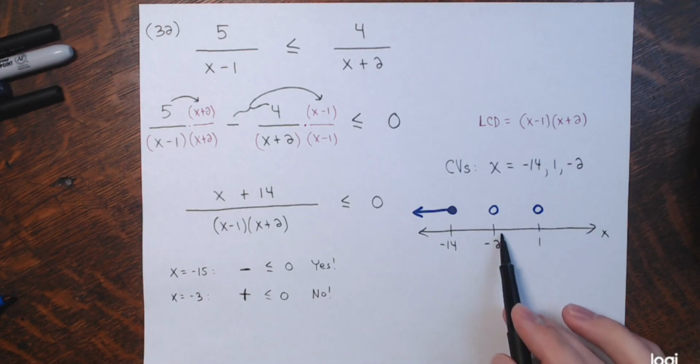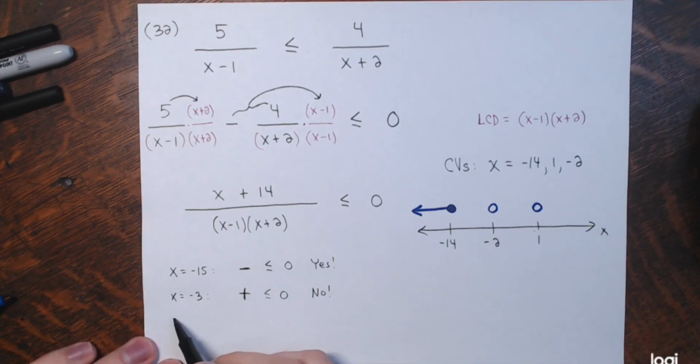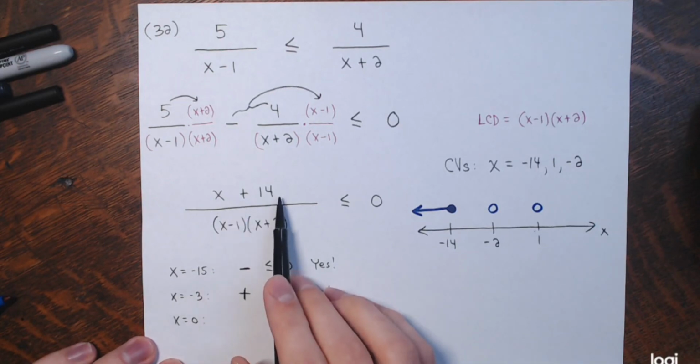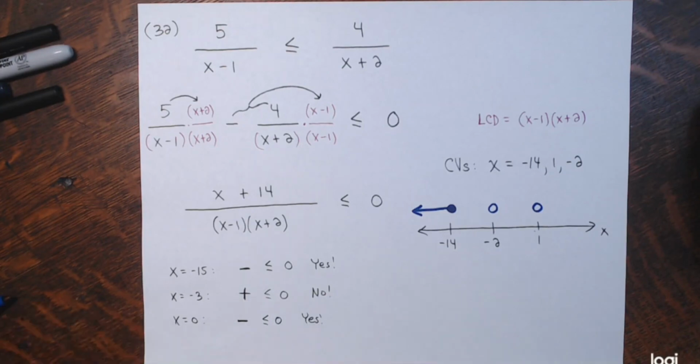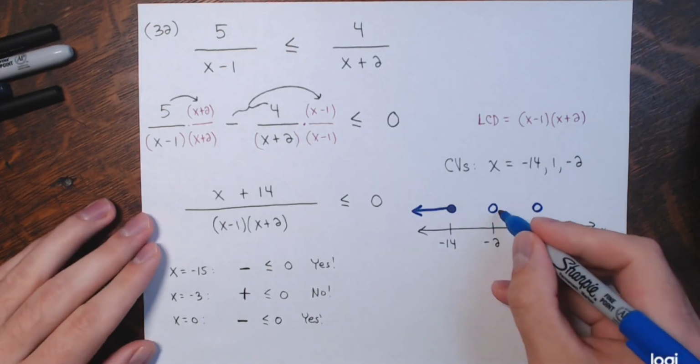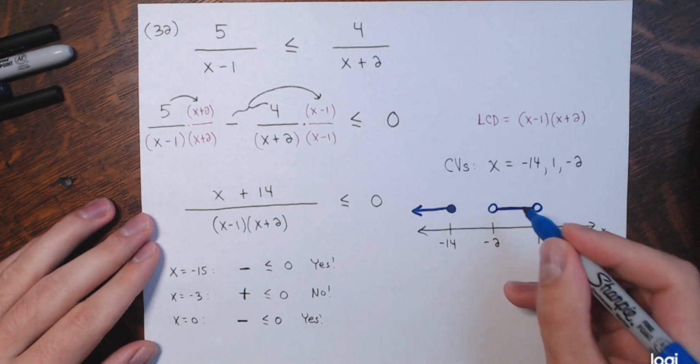All right, then between negative 2 and 1, 0's in there. That's an easy number to test. You'd have a positive numerator, and then negative times positive, a negative denominator. That would make the left side a negative number. And is a negative number less than or equal to 0? Yes, it is. So there are solutions between negative 2 and positive 1, right, where the 0 came from.